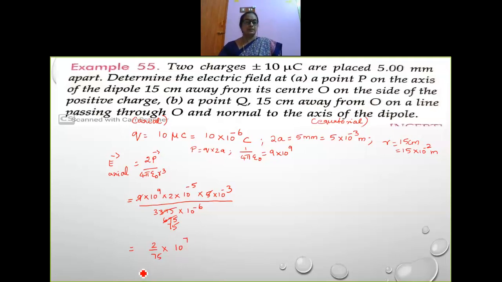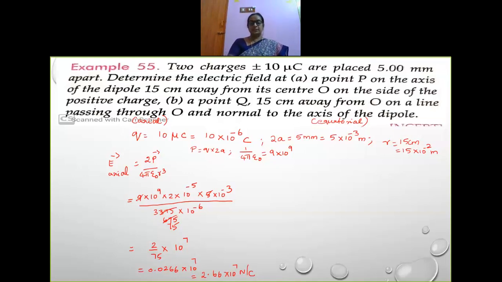So this is a simple division. 2 by 75 will be 0.0266 into 10 power 7, and your answer should be in SI notation, right? So when you adjust the decimal to the first place, you have 2.66 into 10 power 7, and you are finding out the electric field. So it is force experienced by unit charge, so the unit will be Newton per Coulomb.